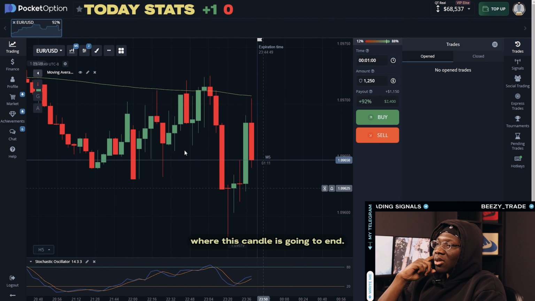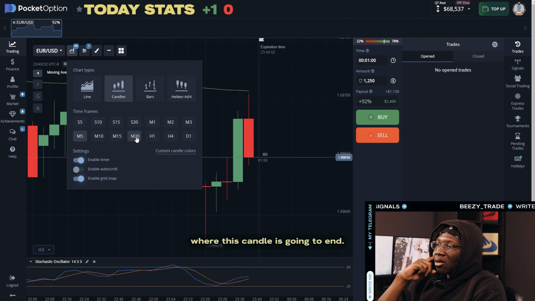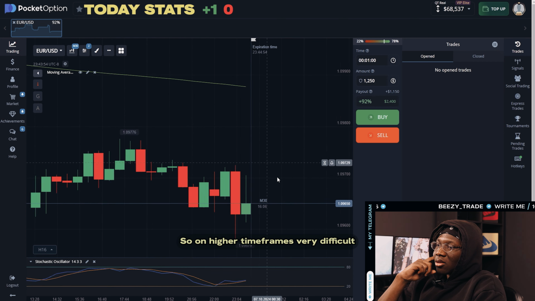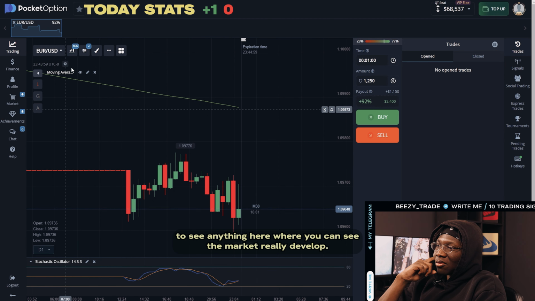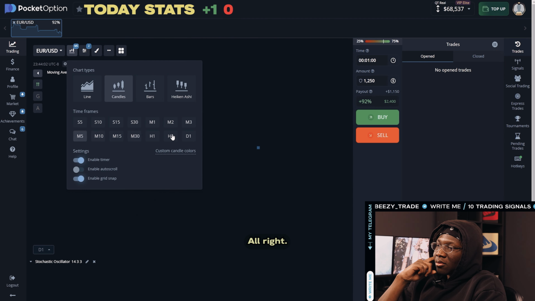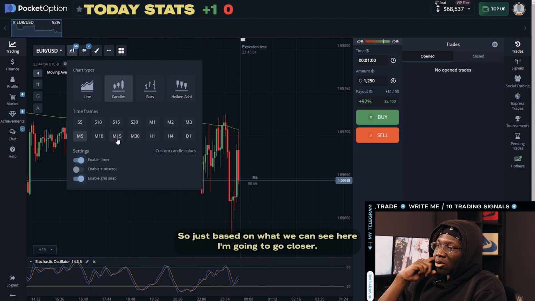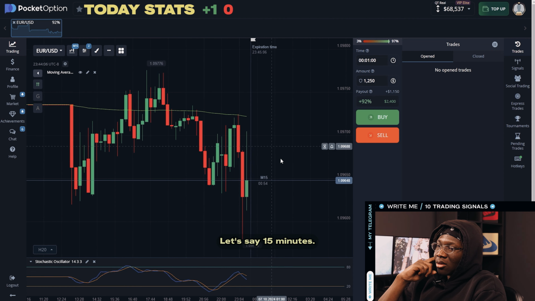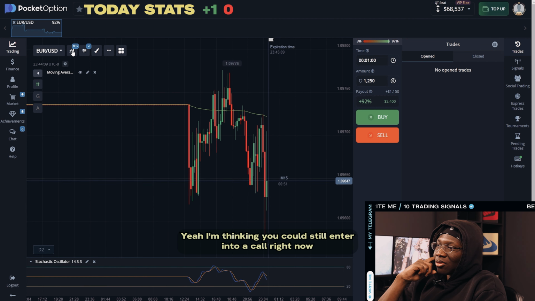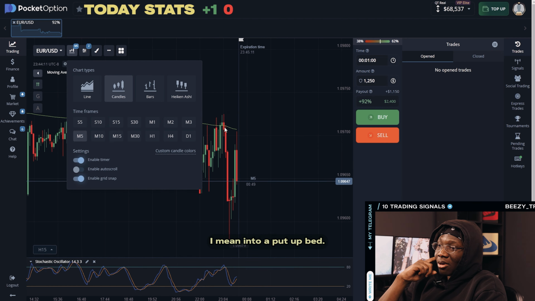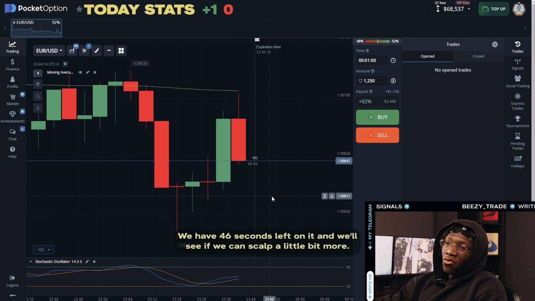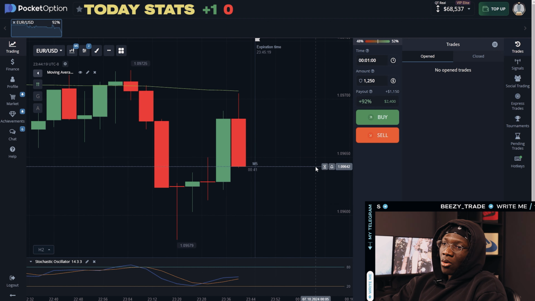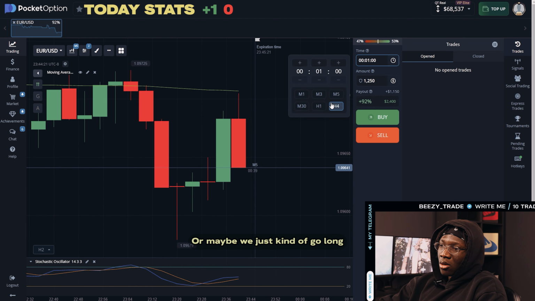So I'm interested to see where this candle is gonna end. On higher time frames, very difficult to see anything here. Right here, we can see the market really develop. Just based on what we can see here, I'm gonna go closer. Let's say 15 minutes. I'm thinking you could still enter into a put right now. We have 46 seconds left on it, and we'll see if we can scalp a little bit more, or maybe we're just gonna go long on our 30 minutes or 5 minutes.